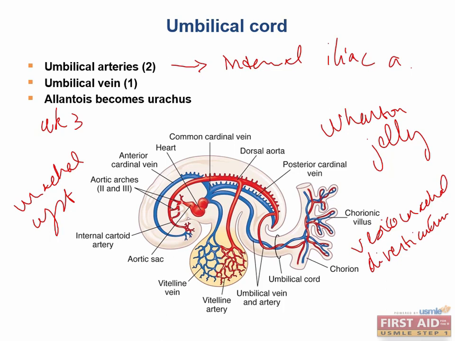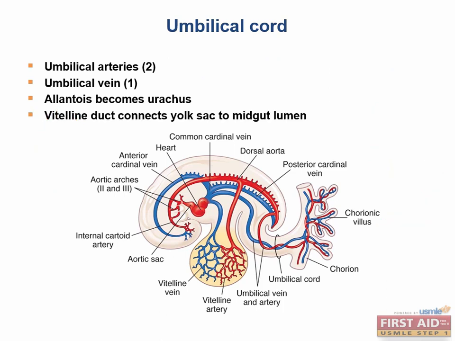Another important structure for carrying nutrients to the embryo is the vitelline duct, and this connects the yolk sac directly to the lumen of the midgut. This is normally obliterated during week 7, since the embryo is no longer receiving nutrients from the yolk sac, but sometimes abnormalities occur. You know what will happen if the duct does not close? Then you get what's called a vitelline fistula. That's not too good because now the baby will be pooping out of the wrong end.